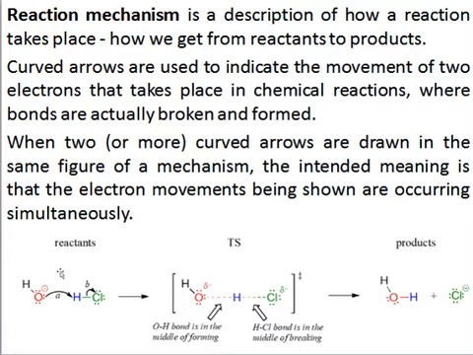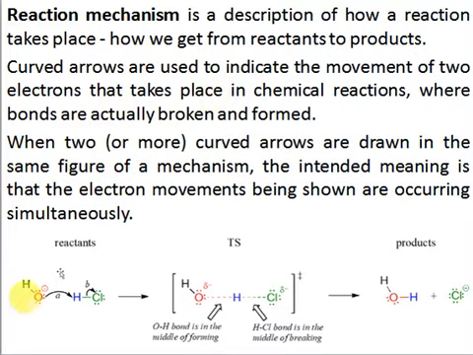So whenever your teacher says that you have to draw a reaction mechanism, you always understand that you have to draw the curved arrow, right? So what do these curved arrows mean? The curved arrows are used to indicate the movement of two electrons. Whenever you are using a curved arrow which has a full head, a head like that one, the curved arrow indicates the movement of two electrons. And these electrons show where the bonds are actually broken and where the bonds are actually formed, right?